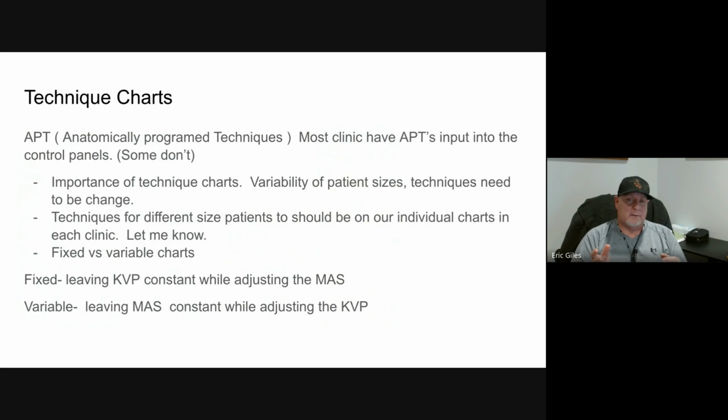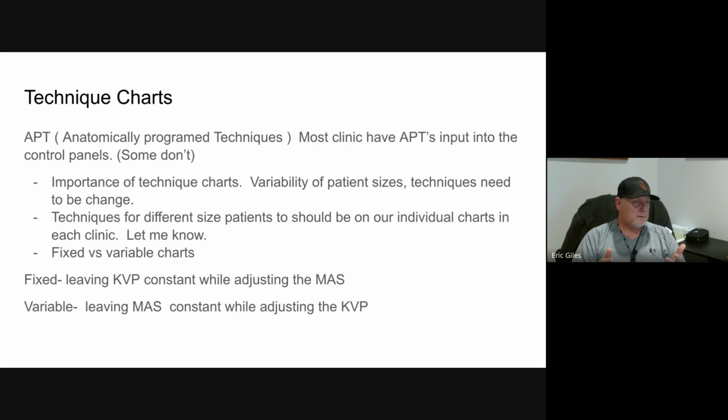But technique charts, I'm talking the ones that are on the wall that are written out. The ones that I send out have 3 different body sizes, child, average, and large adult, and what the technique should be for each one of those sizes. And that's just something you learn going forward, because patient size is variable, which means variable techniques are used sometimes. And like I say, that's in your individual chart in your clinics, or should be.